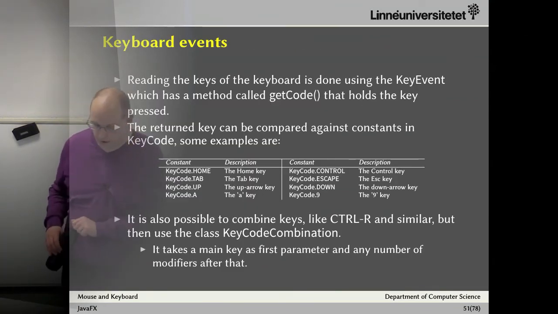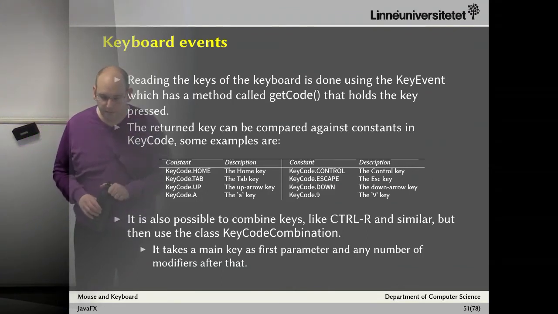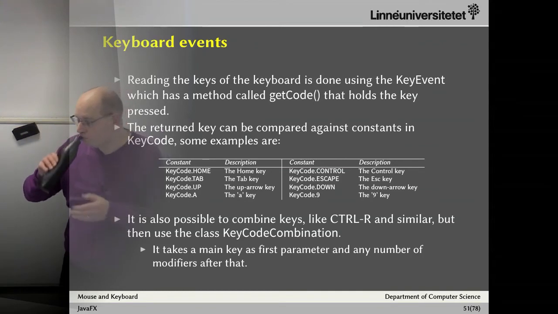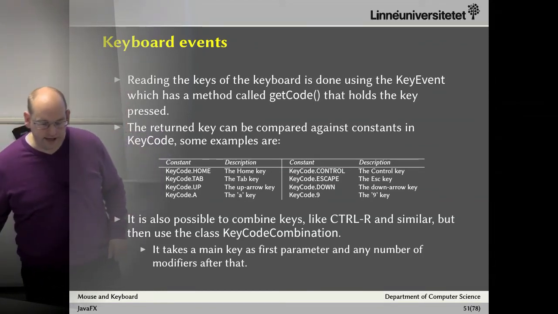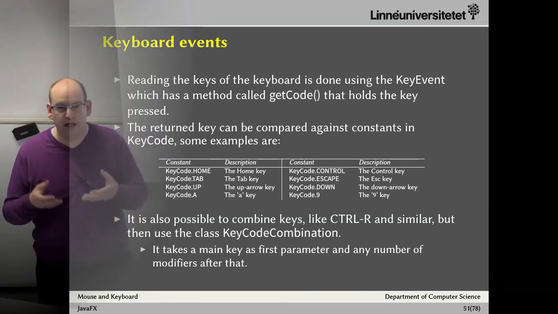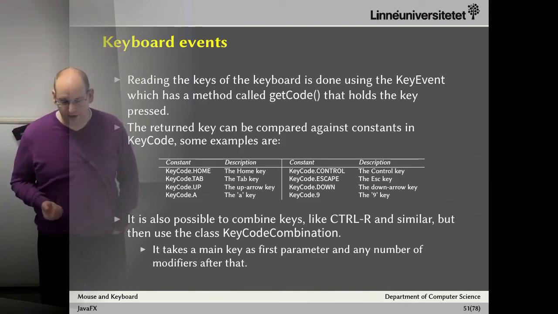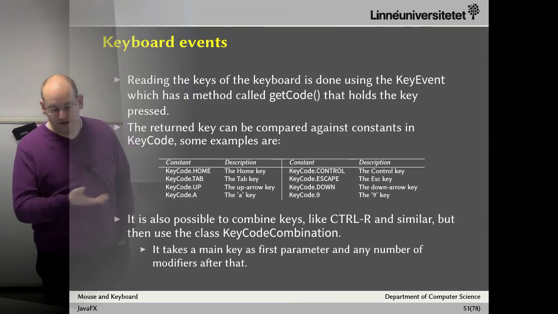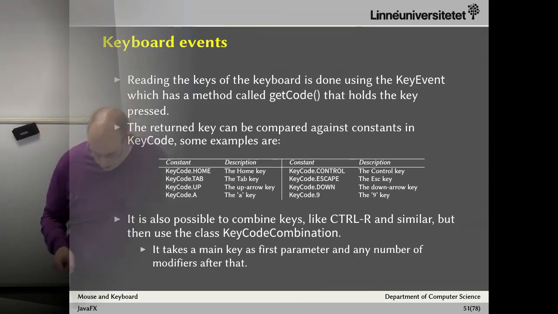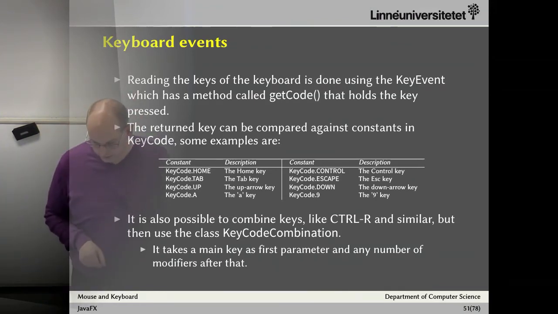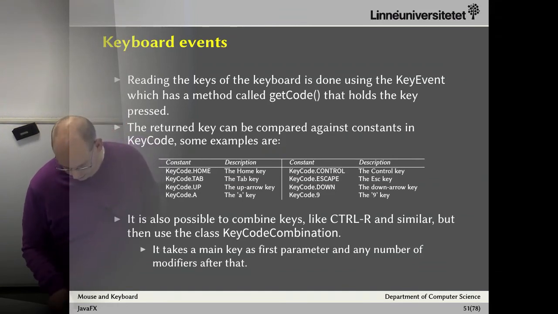The keyboard works something similar, but we have a key event, and the key event has a method called getCode, which is the code of whatever key was pressed. So, for example, key code home is the home key over there. The key code tab is over there. Key code up is over there.